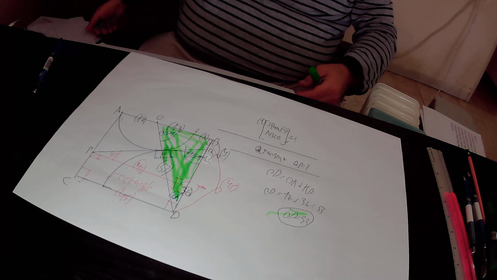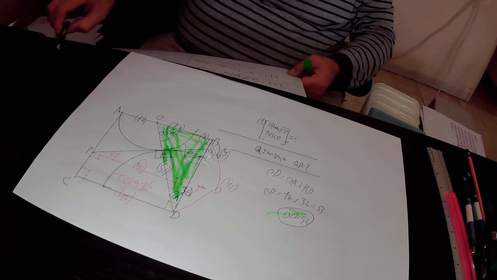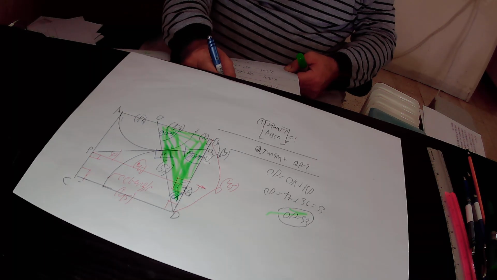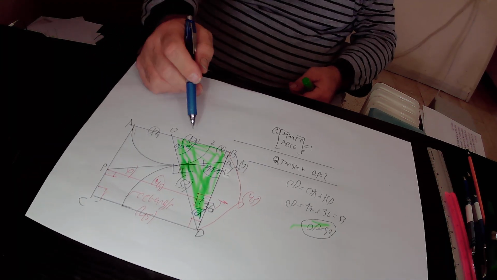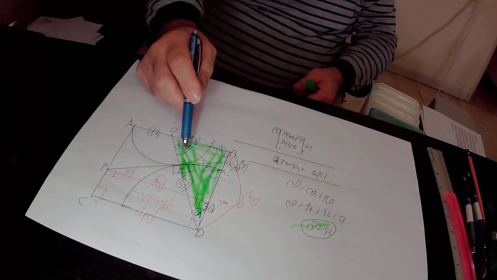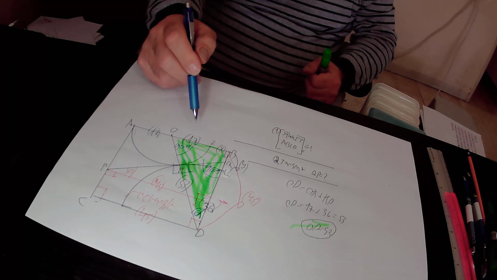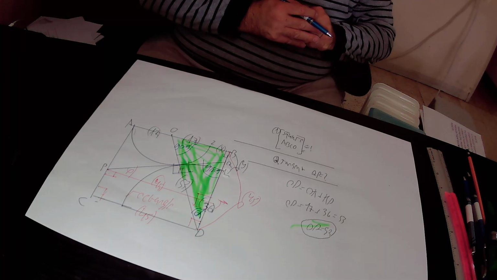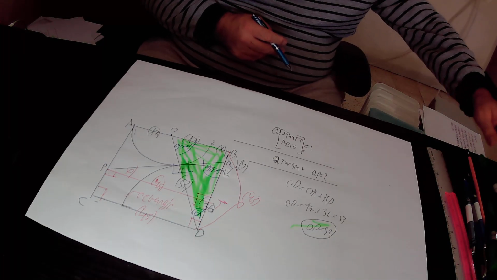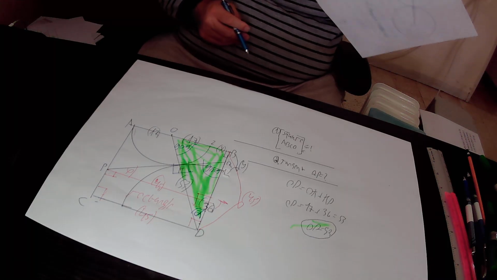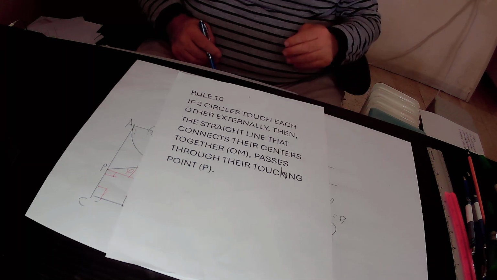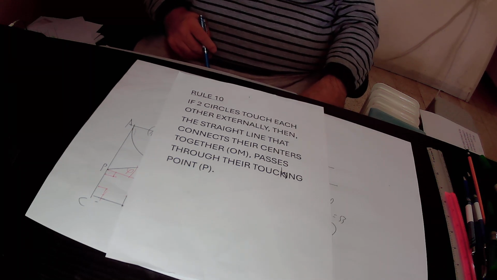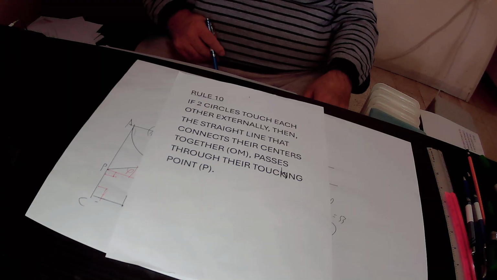Here we can implement rule 10 in our drawing, because of the fact that the semicircle touches the quarter circle externally at point K. So I repeat quickly rule 10. According to rule 10, if two circles touch each other externally, then the line that connects the centers together passes through their touching point.